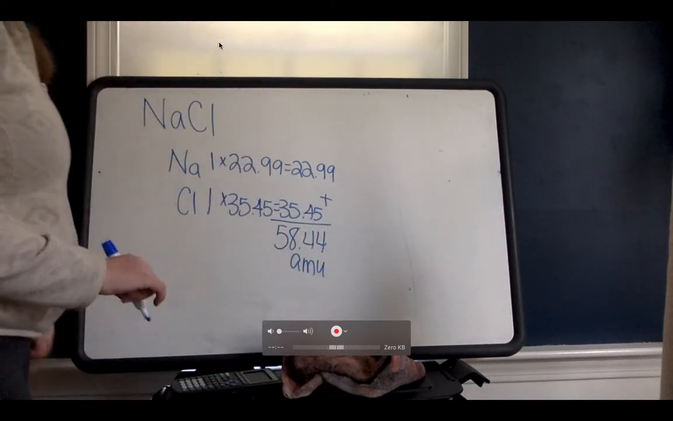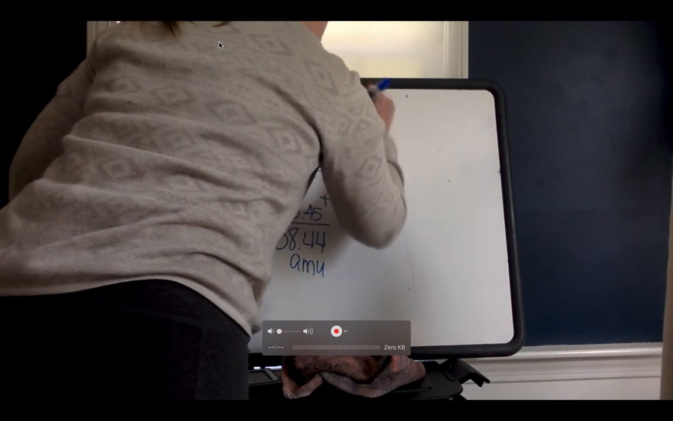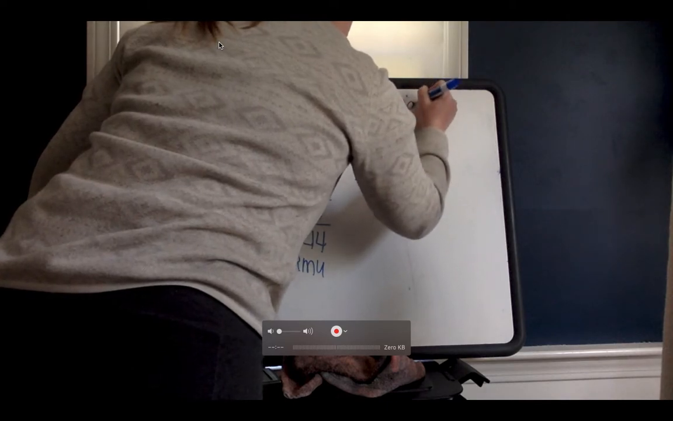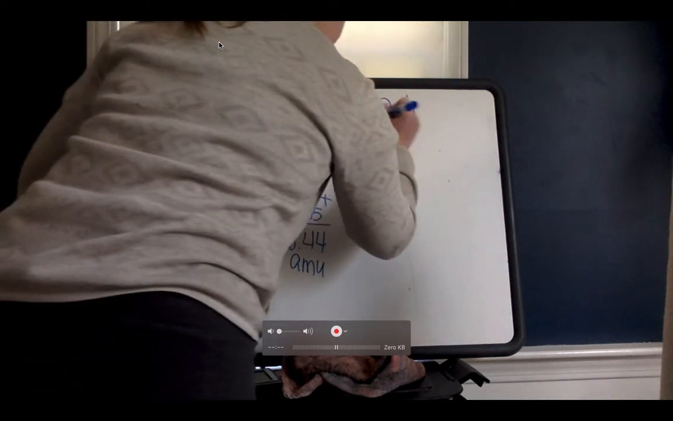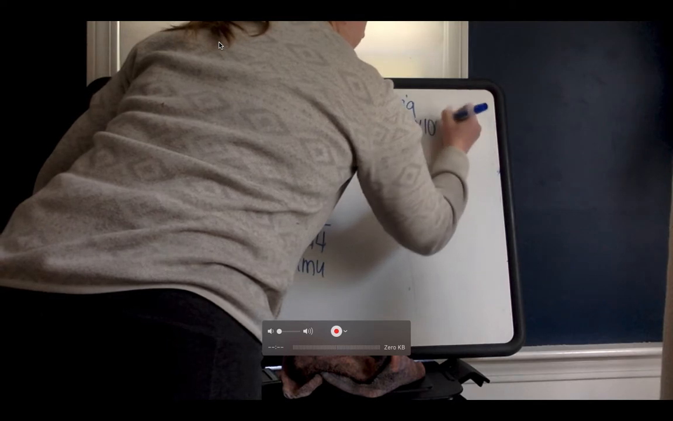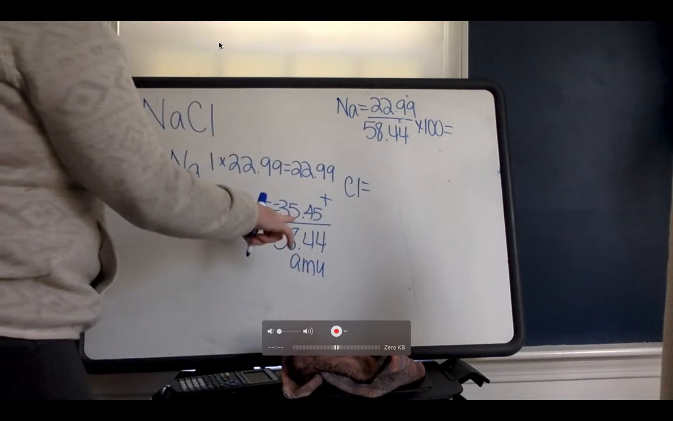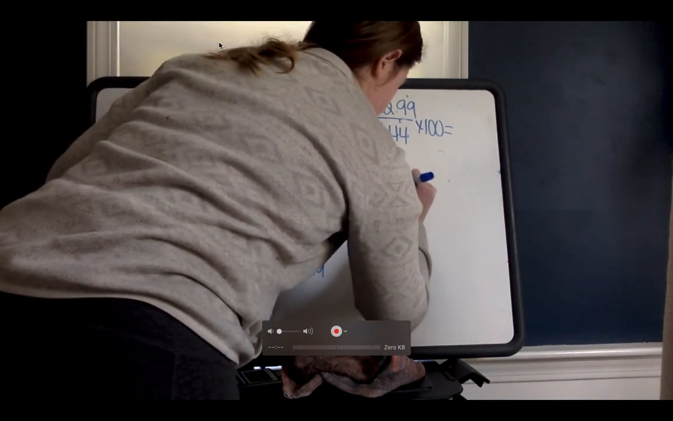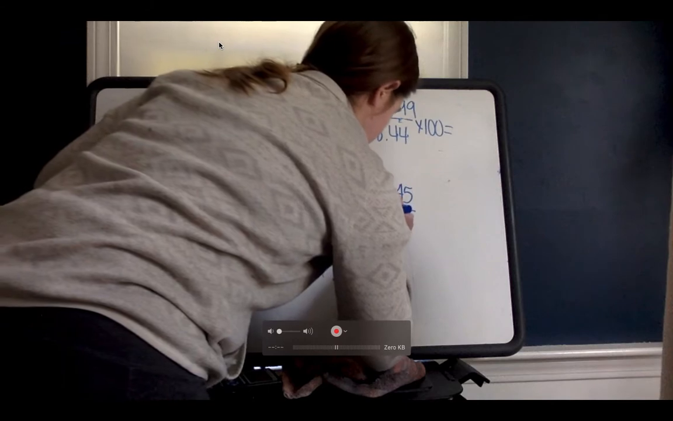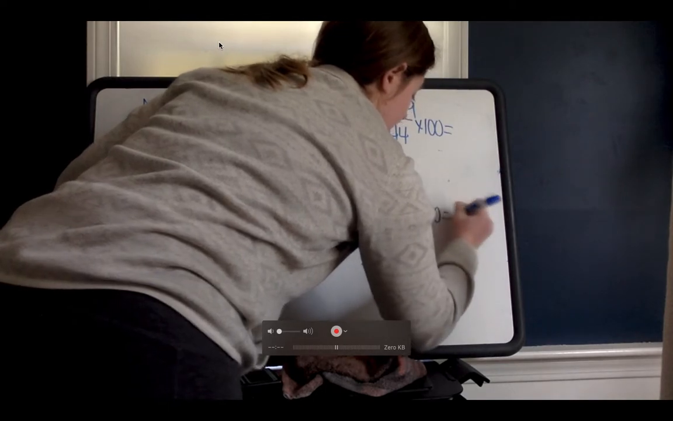The next thing we want to do is divide the individual elements by the total. So let's do sodium first. The mass of sodium is 22.99 divided by the total, which is 58.44. And since it's a percent, you're going to multiply by 100. Chlorine, the individual mass is 35.45 divided by the total, which is 58.44. And then since we want a percent, we're going to multiply by 100.